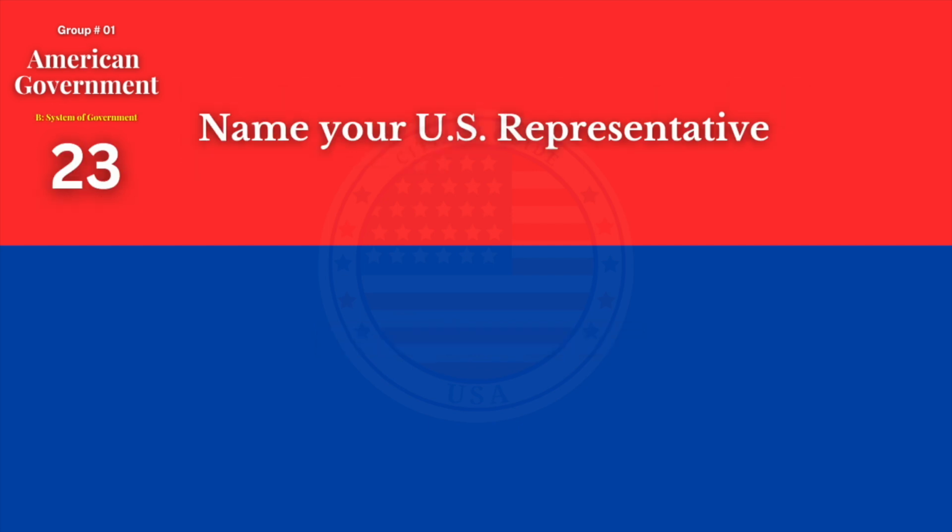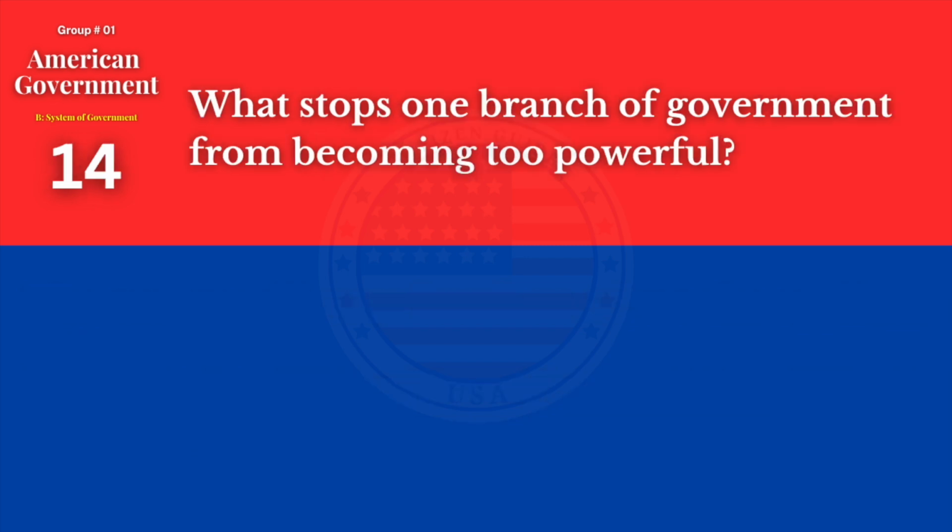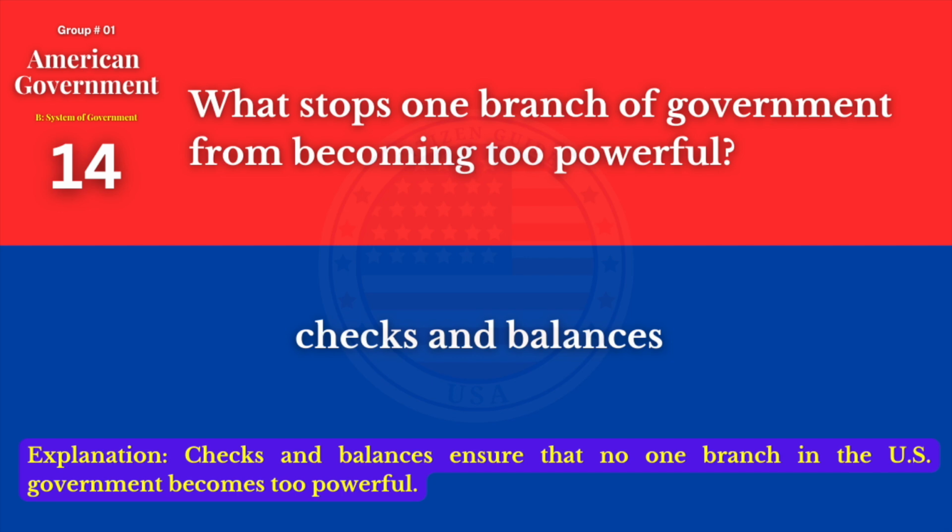Name your U.S. representative. The answer will vary based on where the applicant lives. Note, District of Columbia residents and those living in U.S. territories should answer that D.C., or the territory where they live, has no House representatives. What stops one branch of government from becoming too powerful? Checks and balances.